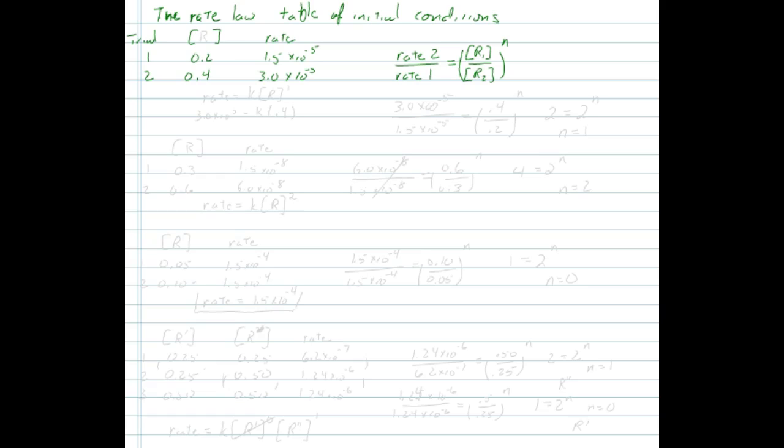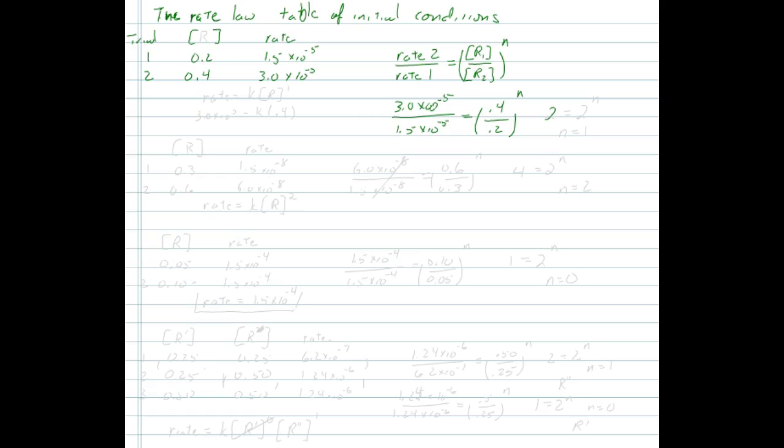So the rate 2, you don't have to do it this way, but if you use the bigger number on top, it makes the numbers work out a little bit easier and nicer to use because you've got whole numbers and not fractions. So in this case, the rate 2, 3 times 10 to the negative 5th, divided by 1.5 times 10 to the negative 5th equals 0.4 over 0.2 raised to the n. The nice thing about this is you got a nice whole number. So if you double the concentrations, it's really nice to do the labs.